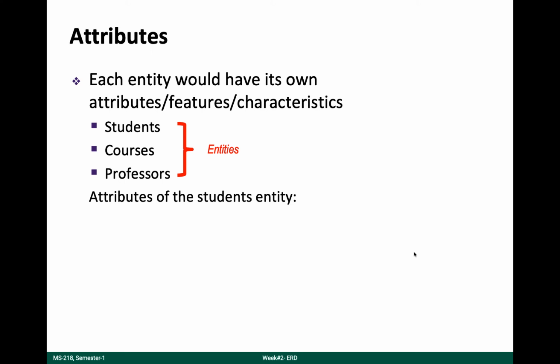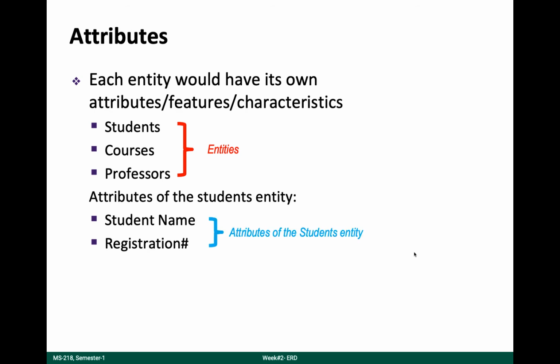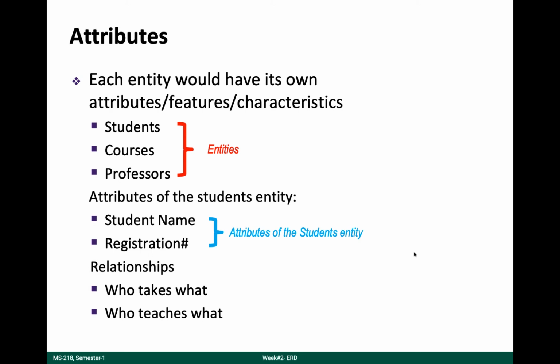We talked about this with students, courses, and professors. These are the entities. Today we will discuss in detail more entities so that we are clearer about them. Attributes of the student entity could be his name, registration number, right? And the third important thing is relationships. Each entity would have some relation with another entity. So we have to define it, like students can take courses.